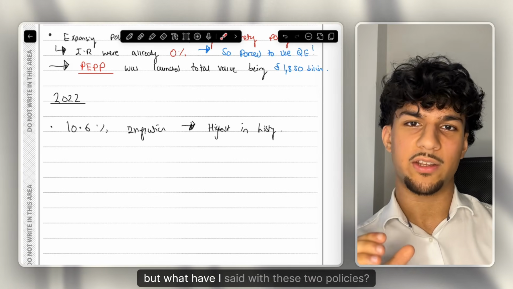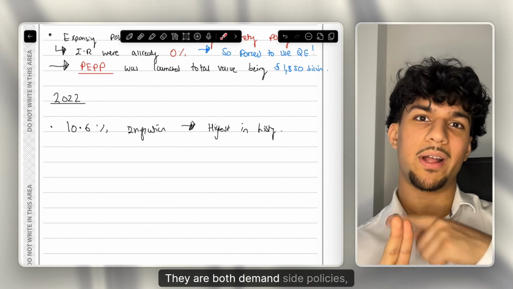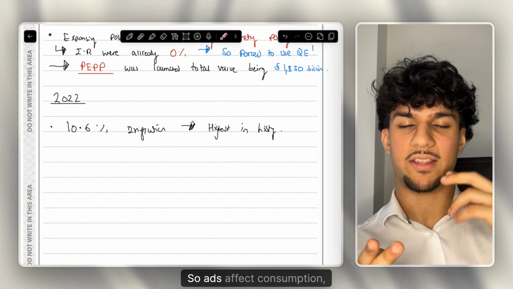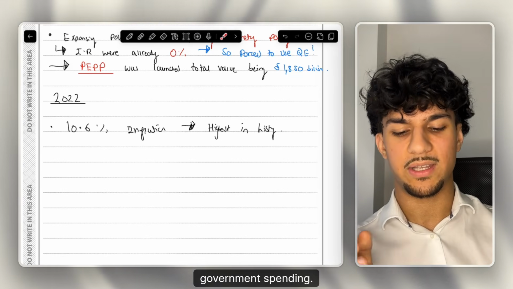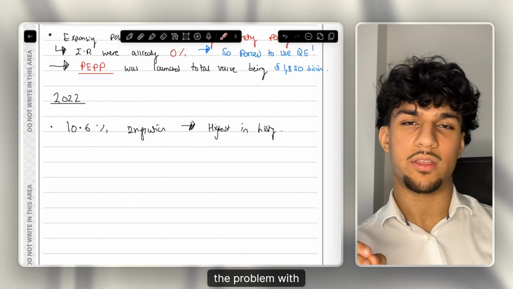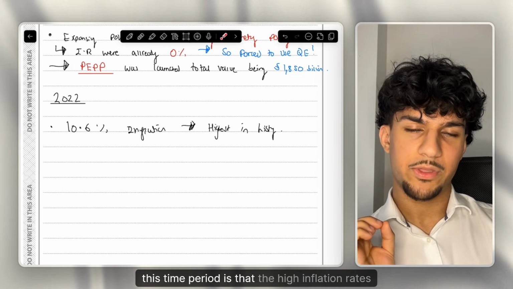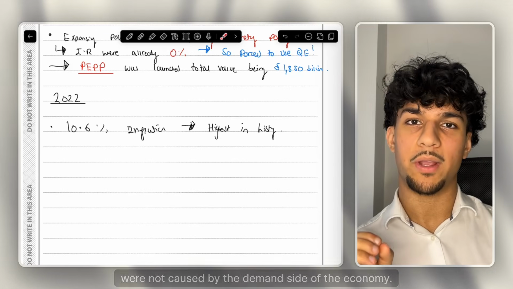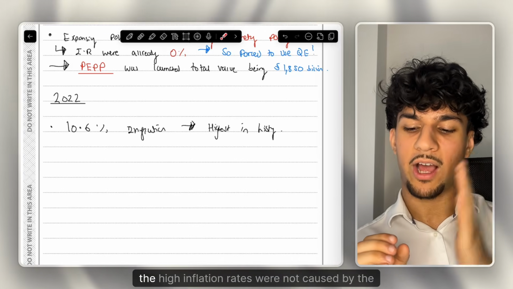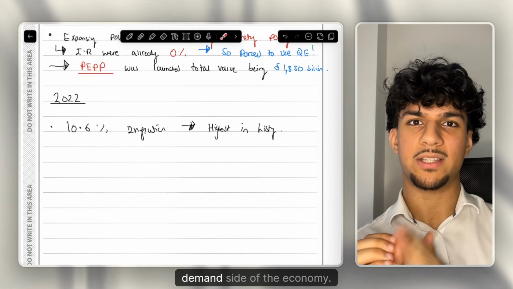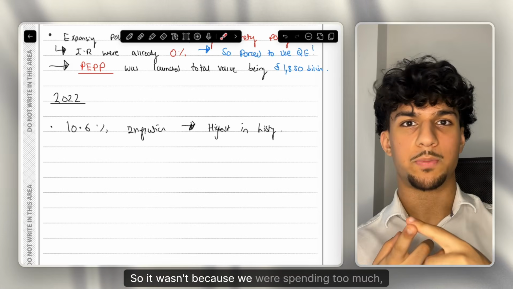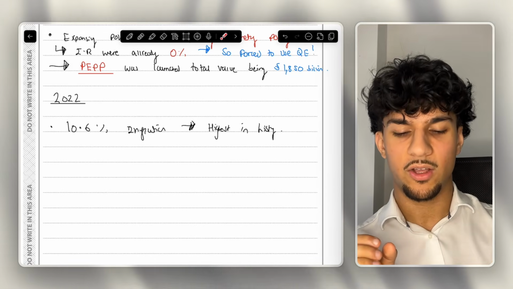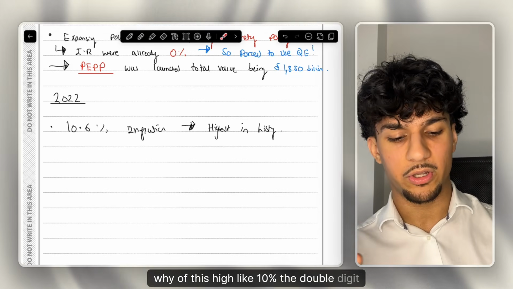But what have I said with these two policies? They are both demand side policies, thus they affect the demand side of the economy, so AD: consumption, investment, government spending. However, the problem with this time period is that the high inflation rates were not caused by the demand side of the economy. And I want you to really understand that. The high inflation rates were not caused by the demand side of the economy. So it wasn't because we were spending too much or there was too much investment. It was a component, but it wasn't the main reason for this double-digit inflation, the 10% inflation.